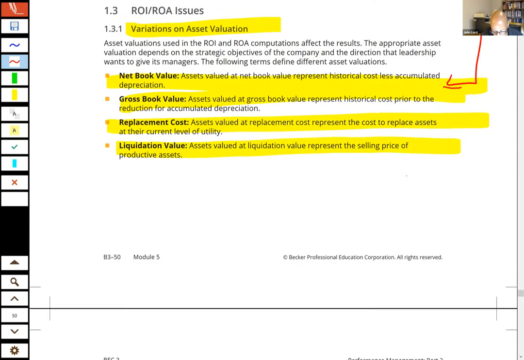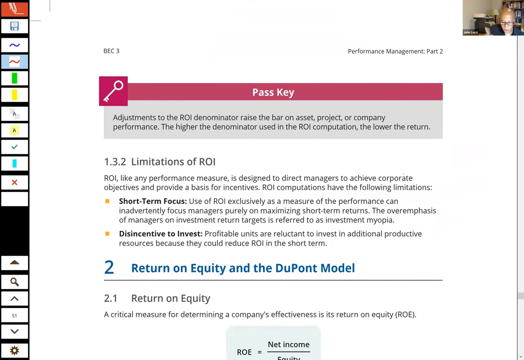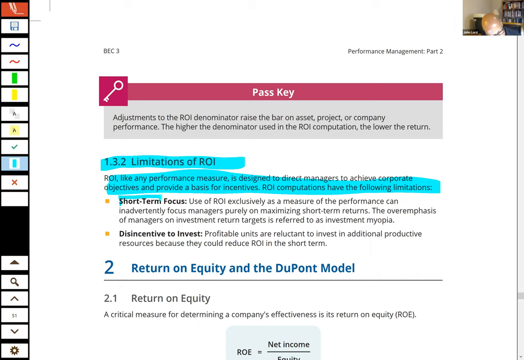Okay, good. Now, they talk about some limitations of ROI. And don't forget, guys, you do have a written communication requirement on the BEC exam. And so I pretty much consistently ask you to flashcard these limitation type things, because I could see that potentially coming up in an essay question, okay? But computations have the limitations in that it's a short-term focus. And so with the short-term focus, it's focusing on what? Short-term returns, maximizing short-term returns, sometimes referred to as investment myopia.